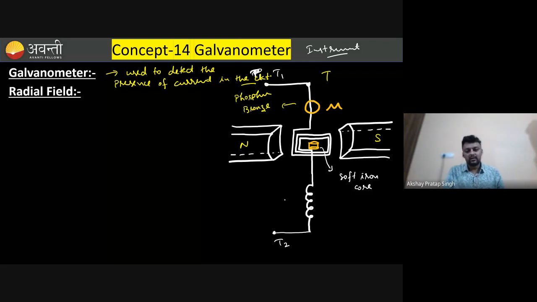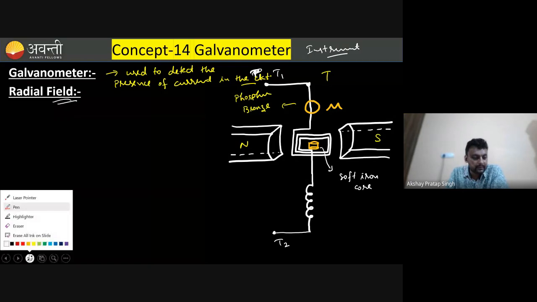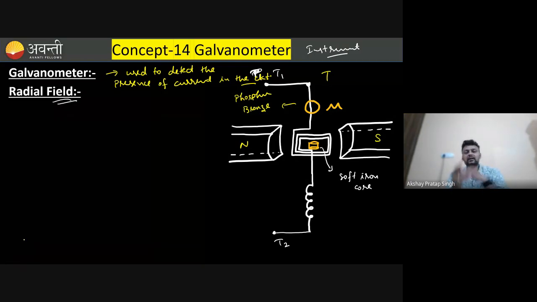Clear? Now, one thing which is very important, I will tell you the things about this galvanometer. I hope the construction is very much clear. What are the important things? The first important thing is the radial field. What is a radial field?